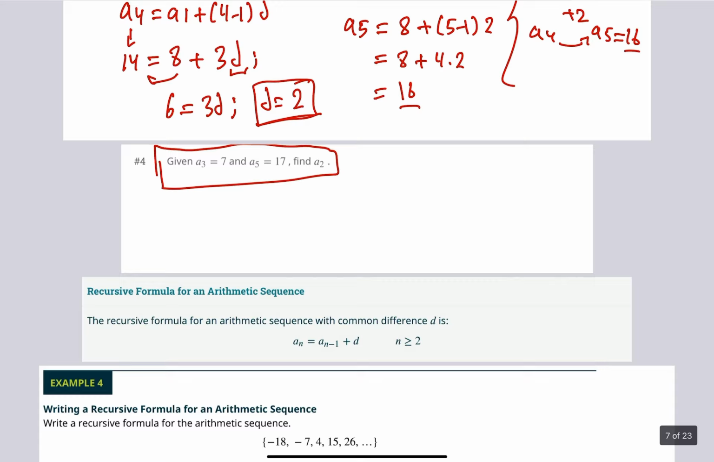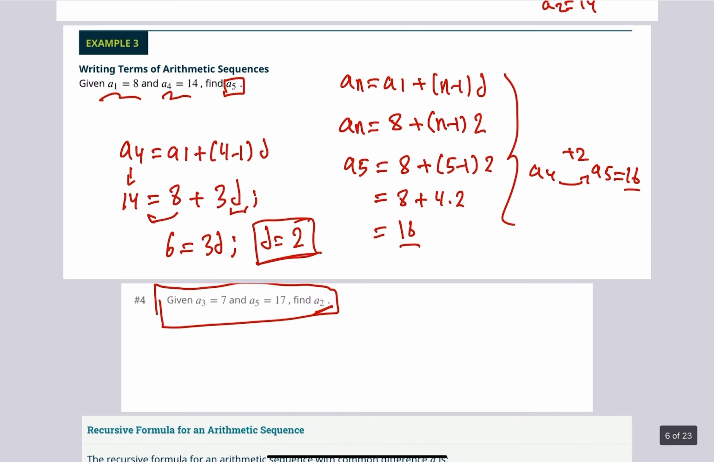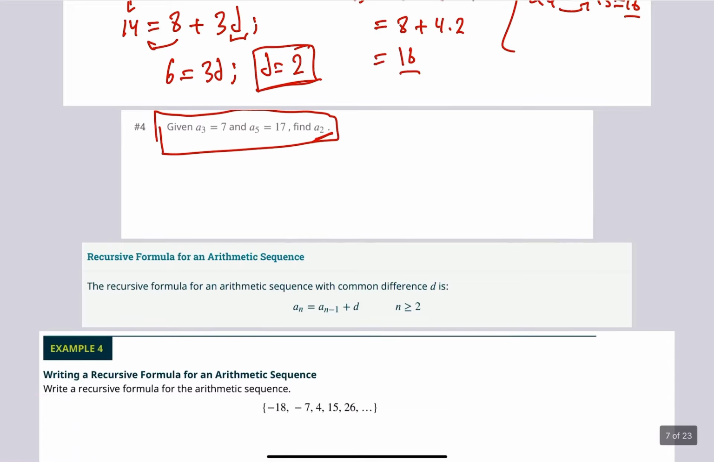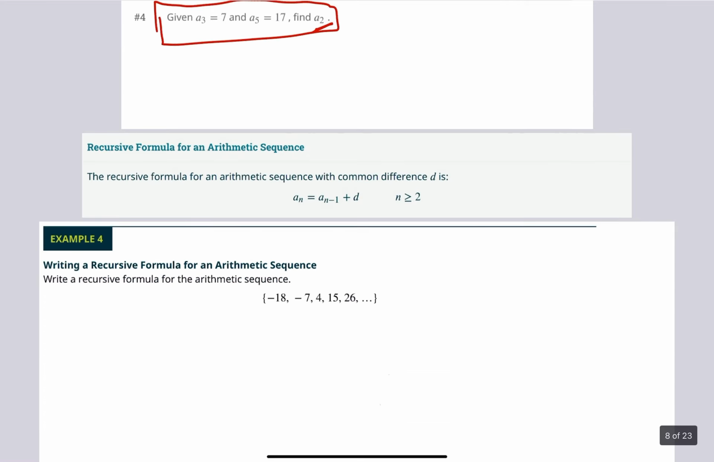Go ahead. You have A3, you have A5, but what is A2? Give it a try, plug in your values, see what you get, try and find the value of A2.